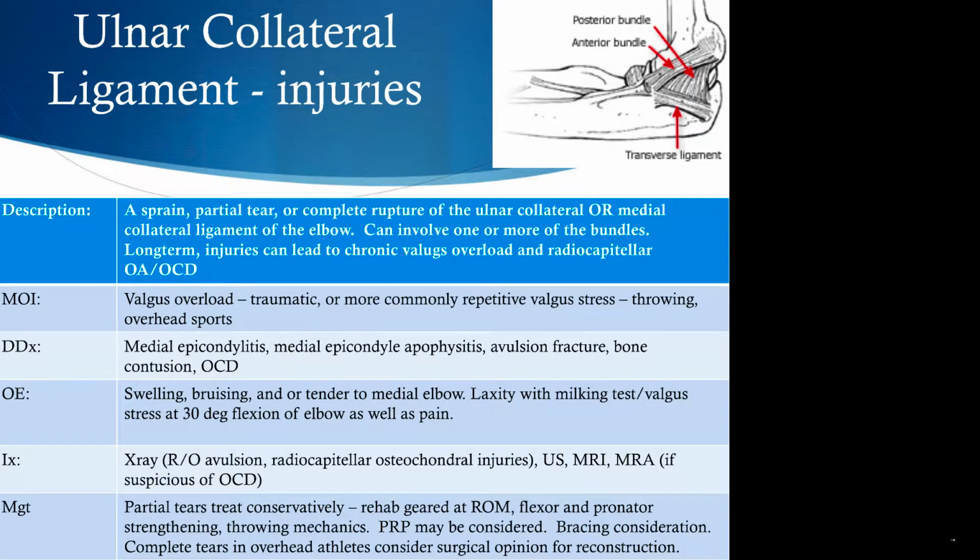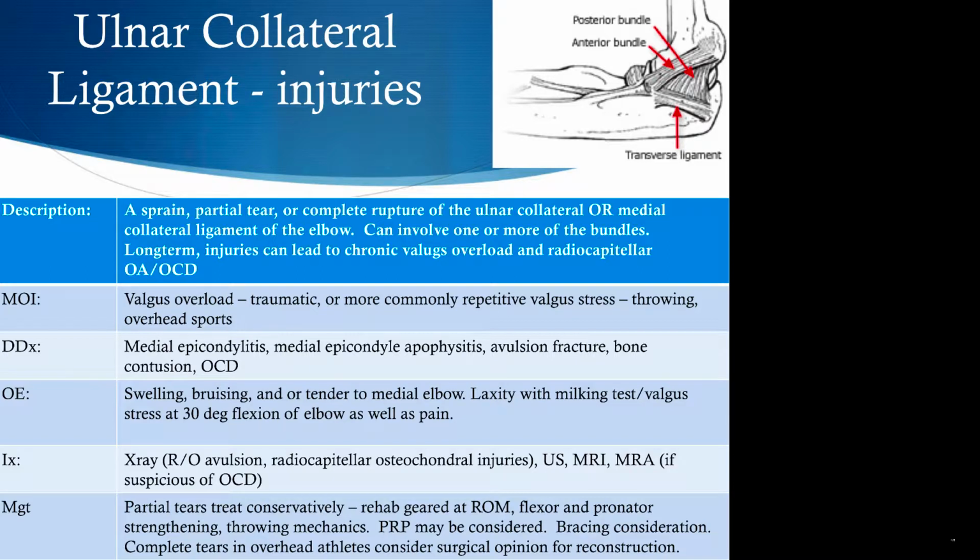Ulnar collateral ligament injuries. These are either sprains, partial tears, or complete ruptures of the ulnar or medial collateral ligament of the elbow, and they can involve one or more of the bundles. Long-term, these injuries can lead to chronic valgus overload, radiocapitellar osteoarthritis, and osteochondral defects. The mechanism of injury is typically a valgus overload or an acute valgus stress. More commonly, it's a repetitive valgus stress, such as throwing or overhead sports.